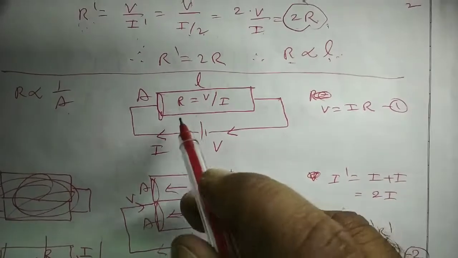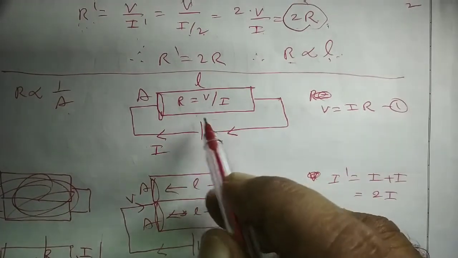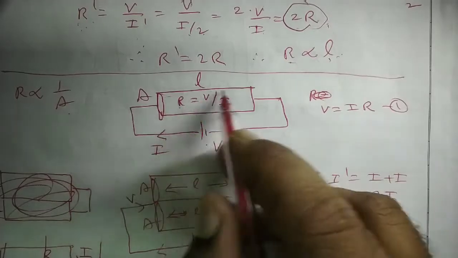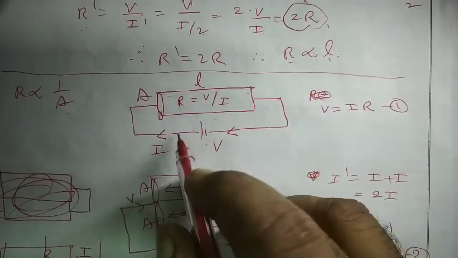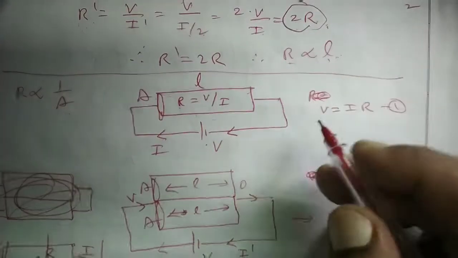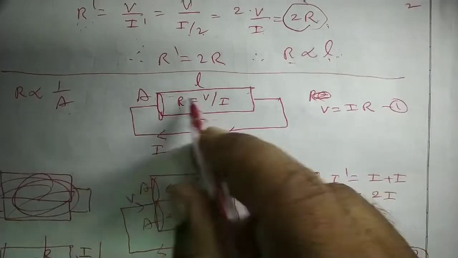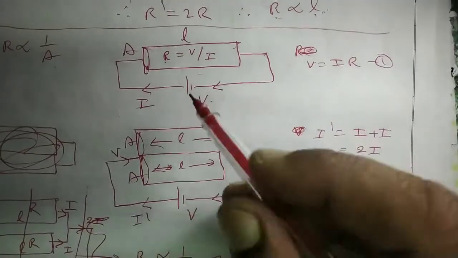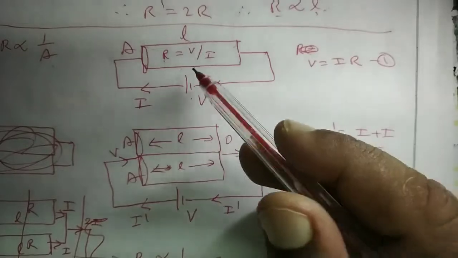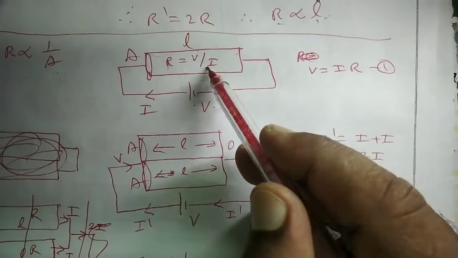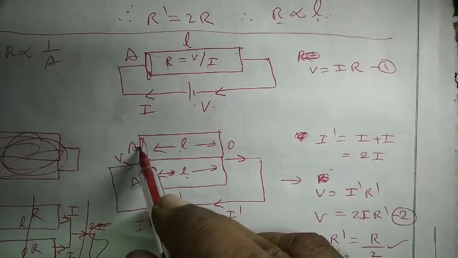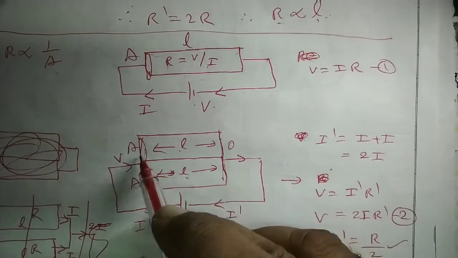Now to check this, one piece we have taken, I apply potential difference V, the length of the conductor is L, and cross-section area is A. So by Ohm's law R is equal to V by I. Because the potential difference is V and the current formed we imagined as I, V is equal to IR, Ohm's law. Now I am putting one more similar wire side by side like this. Both ends are joined, these two ends are joined, these two ends are joined.